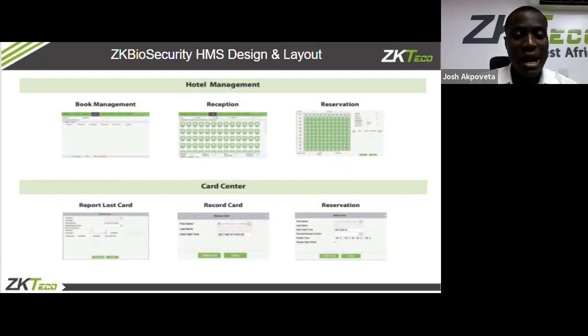On the card center, we have the report loss card, record card, and reservation of card. On this reservation of card function, this is where you do the customization of card. How many days access certain guests have, which room, which floor do they have access to, and do they have access to the elevator? What time slot do they have in terms of when your card can access a certain elevator? This can be done from the card center and the card record section of the ZK Biosecurity HMS.